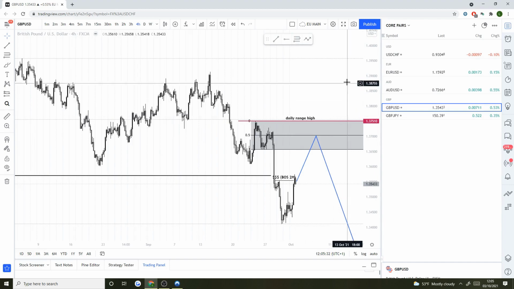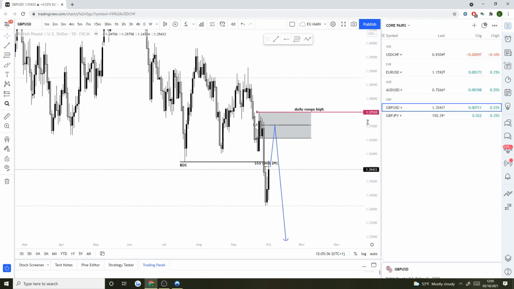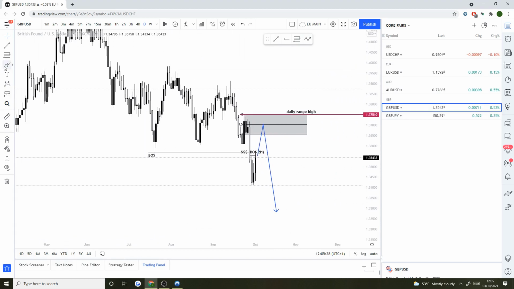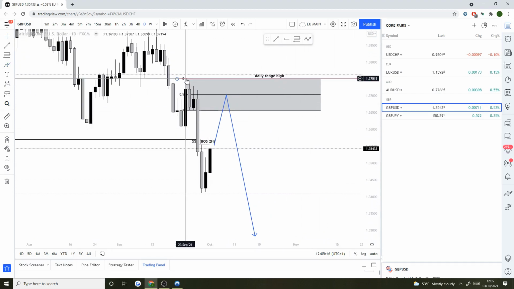So pound USD, if we look at the daily, we were in the same situation as the other USD pairs. Break structure didn't get respected, and now we've had a break structure to the low. So we've got a very clear daily high formed on the pound dollar. So I'm really looking to take it lower from this area of the daily high.